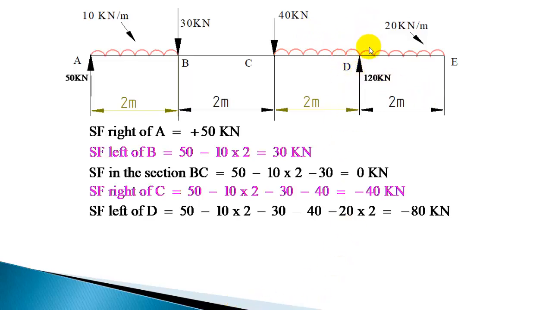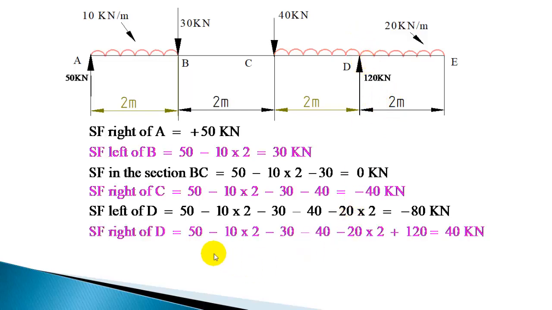Now immediately right of D, when you move, left of D you have minus 80. Immediately right of D, it will be minus 80 plus 120. So this is a force added. So minus 80 plus 120, you will get plus 40 here. Plus 40. You can sum up from left side again.